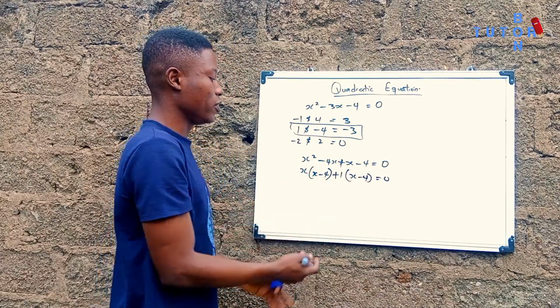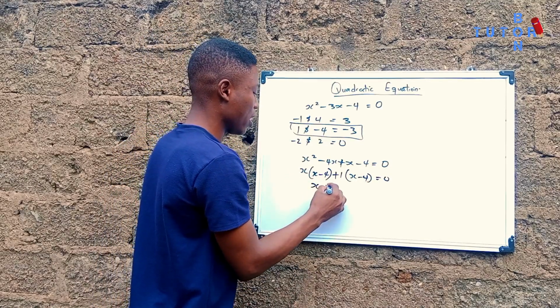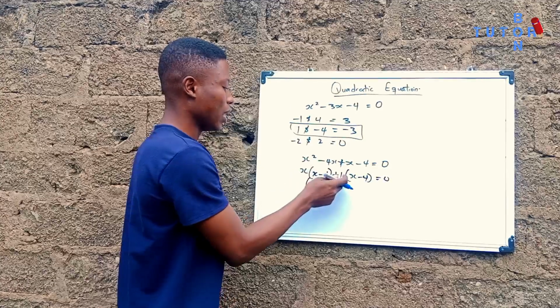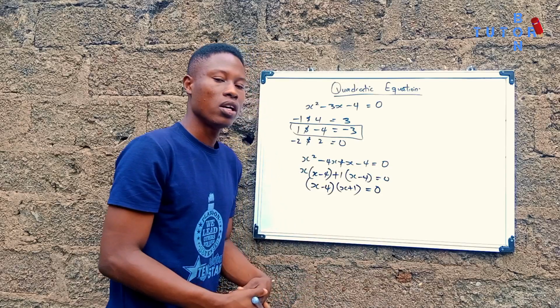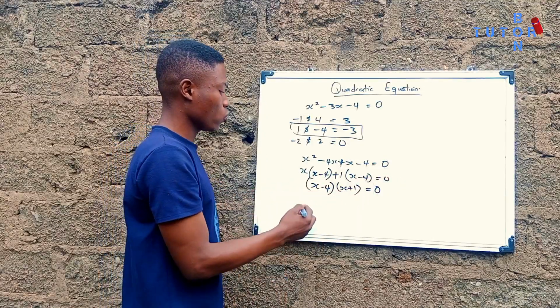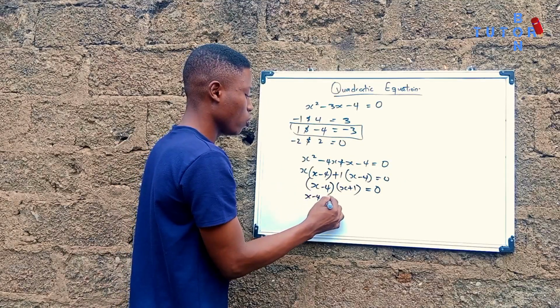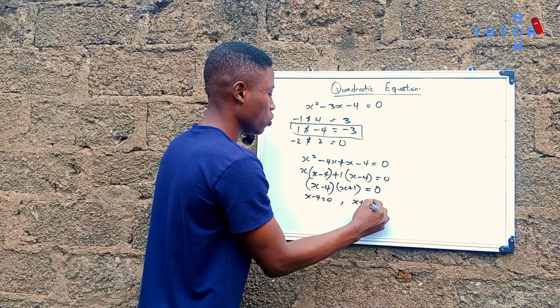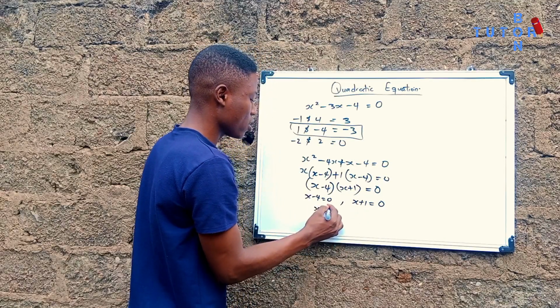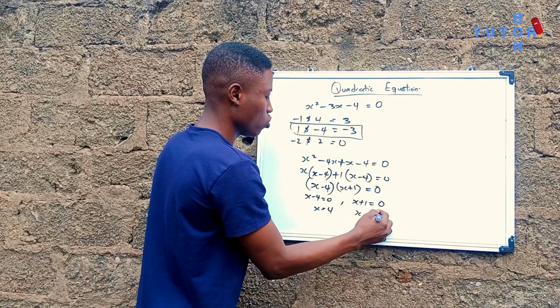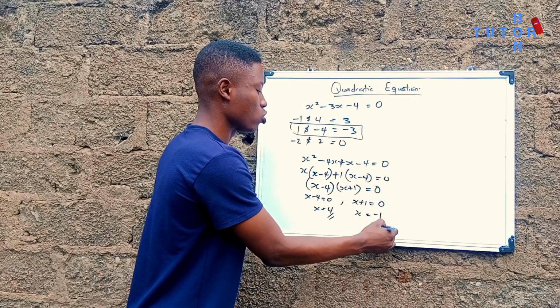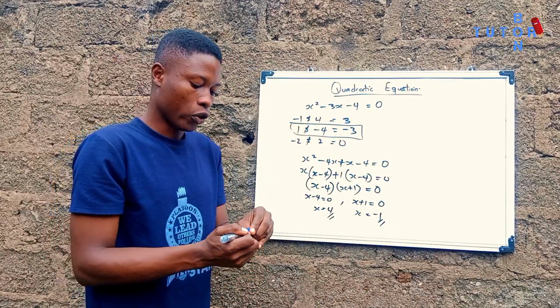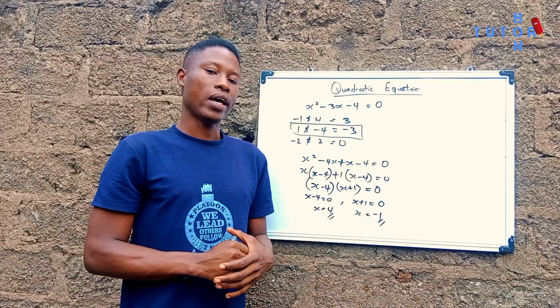Now since you have this to be the same, you can say x minus 4 by picking x, and this also should be x plus 1, and everything gives you a 0. Now you can solve this equation by saying x minus 4 equals 0 and x plus 1 equals 0. Your x here gives you 4 and your x here gives you what? Minus 1. Which means these are the two values of x.